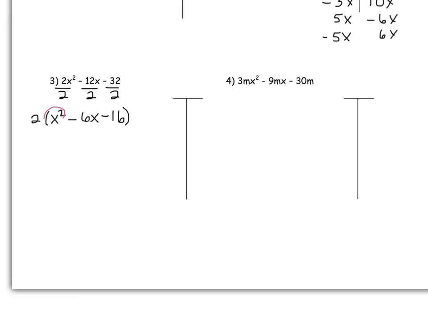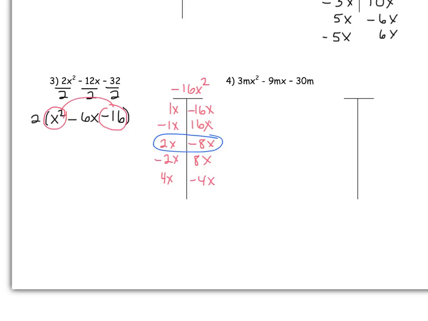So what do we do first? We circle the first term and the last term, again including that sign, and we multiply them. And we get negative 16x squared. So let's make a list of factors. 1x and negative 16x, negative 1 and 16. How about 2? 2x and negative 8x, or negative 2x and 8x. 3, no. 4, 4x and negative 4x. I don't have to flip-flop this because it's pretty much the same thing. Okay, now which pair on this list adds to a negative 6? You should be saying this pair.